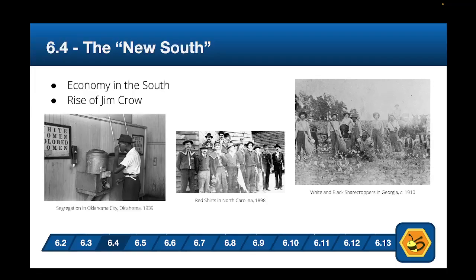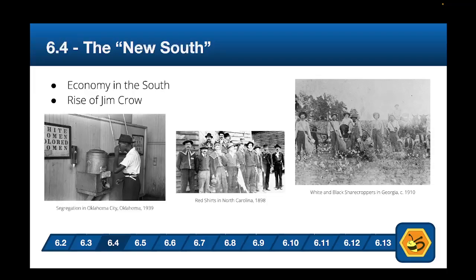Now, another thing about the New South is we will see the rise of Jim Crow. Jim Crow was foreshadowed by the Black Codes, but let's talk about Jim Crow. Jim Crow will establish segregation in every walk of life: housing, jobs, education, drinking water. Yes, I said drinking water. Going to the bathroom, public parks, riding buses. You get the idea.